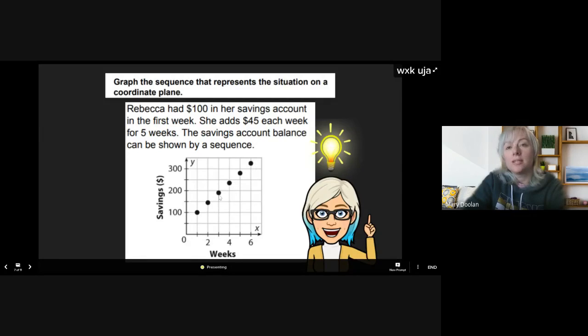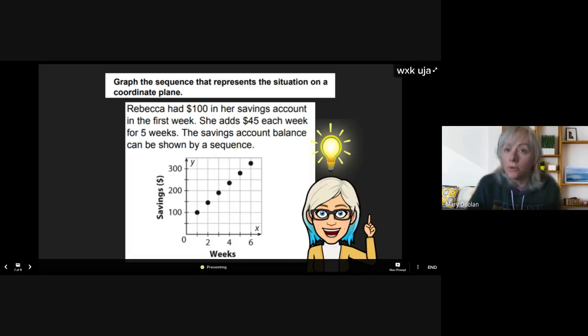So not only is this a function, it's taking on the pattern of a straight line. This is also what we call a linear function. Okay, so this sequence, this arithmetic sequence, is also a linear function.